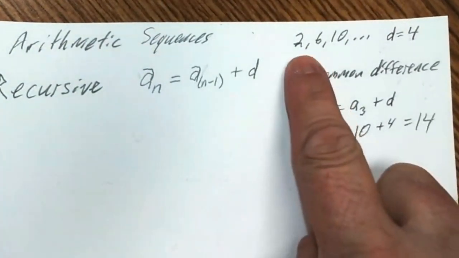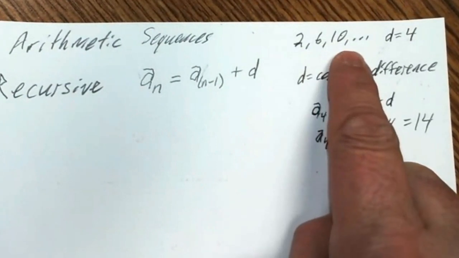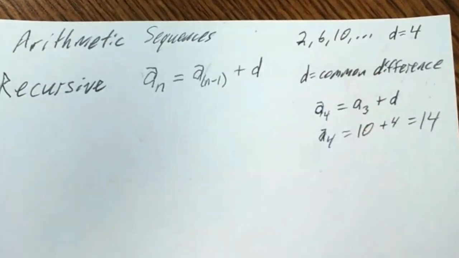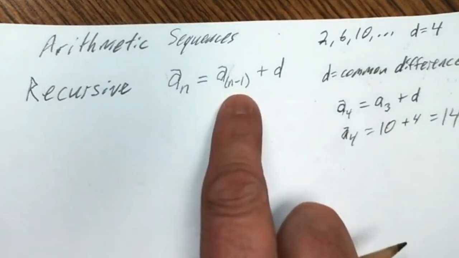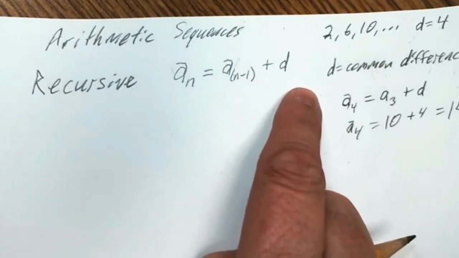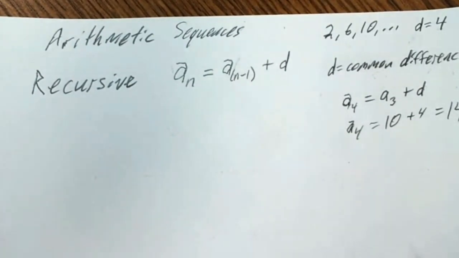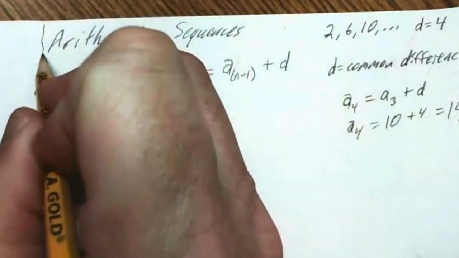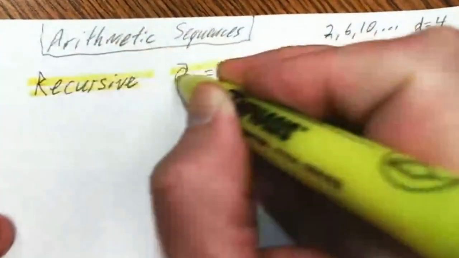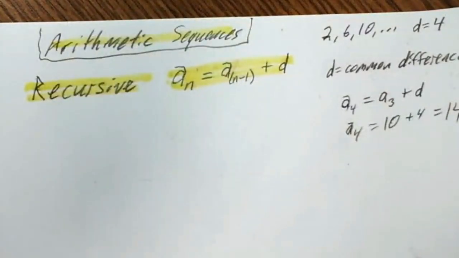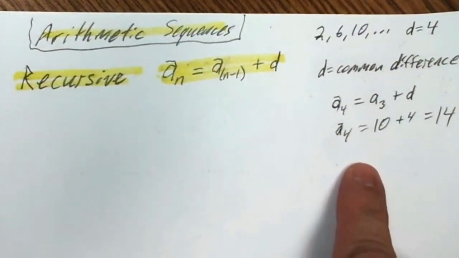Well, it's like, oh yeah, I can tell that, Mr. Brock, because I can see 2, 6, 10, and 14. Yes, recursive is very simple. If you know the term before it, just add the common difference. Not very tricky right there. Let me highlight that as our first formula of the day, the recursive arithmetic sequence formula, with a little example in our notes there.